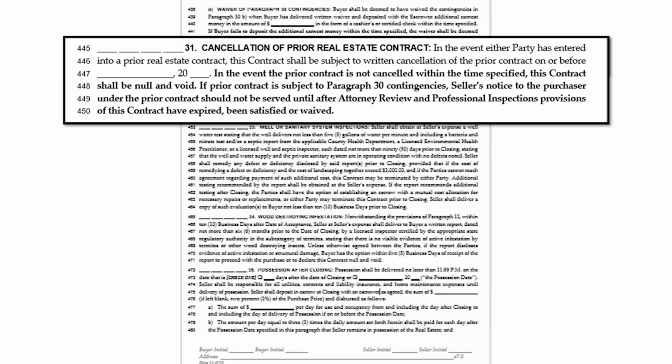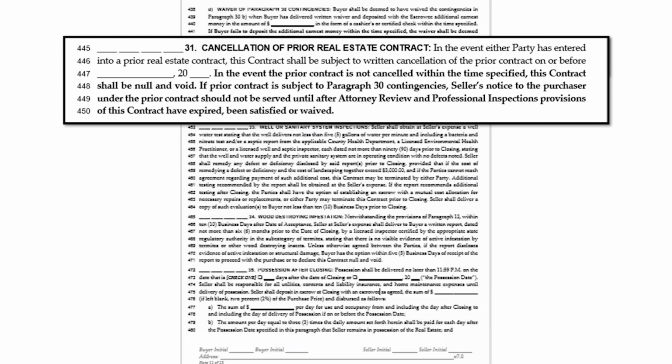If the prior contract is subject to paragraph 30 contingencies, the seller's notice to the purchaser under the prior contract is not served until after the attorney review and professional inspection provisions of this contract have expired, been satisfied, or waived. In other words, I'm not bumping out the first buyer only to find out that the second buyer's attorney or the home inspector came up with some absolutely inane things that caused me not to want to go forward with it. So your buyer, if he wants to bump out a prior contract, needs to move forward a little bit with his before we'll do the bump, okay?